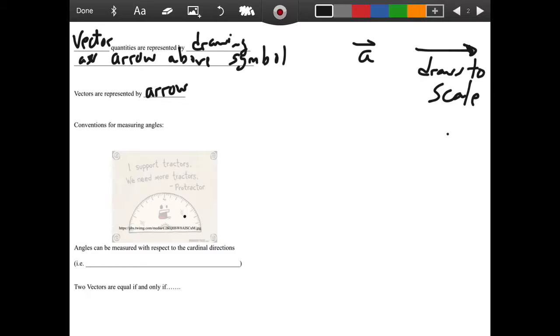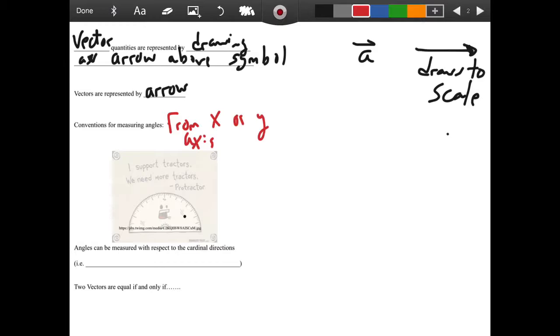So, conventions for measuring angles. In physics, you just have to always be very careful about what you're measuring and with respect to what. It's something called the reference frame. Conventions for measuring angles, again, I have a protractor. So we need more protractors. I'm a protractor. So that's that. But conventions for measuring angles can be measured in a lot of different ways. We can measure it from the x or y axis.